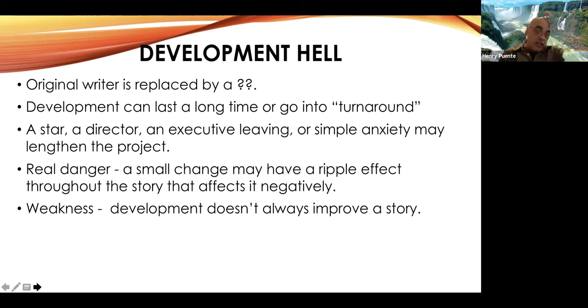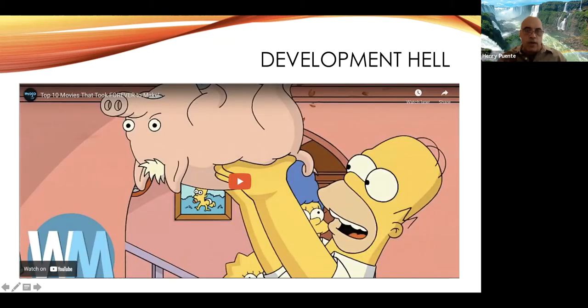And so the weakness, and this is why, again, Netflix generally does a better job than the studios and the networks when it comes to this, is that development doesn't always improve the story. That's the weakness. Sometimes development doesn't make the story better, it ruins the story. So here's some stories or some movies that took forever to make because of development hell.